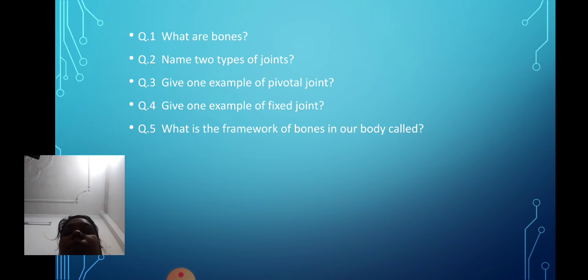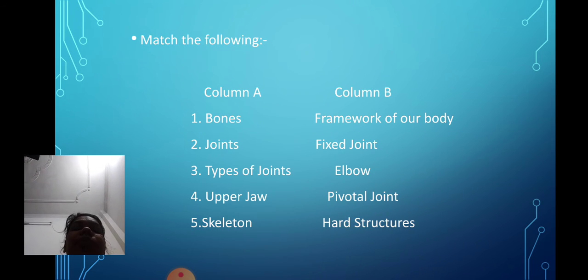Give one example of fixed joint. Upper jaw is an example of fixed joint. What is the framework of bones in a body called? The framework of bones in a body is called skeleton. Yes.